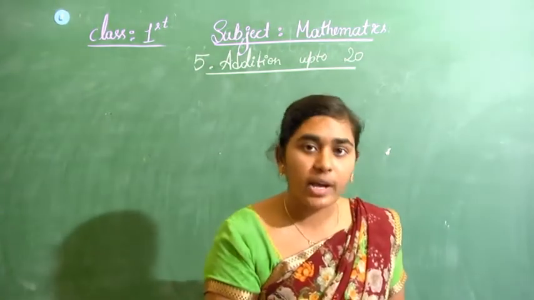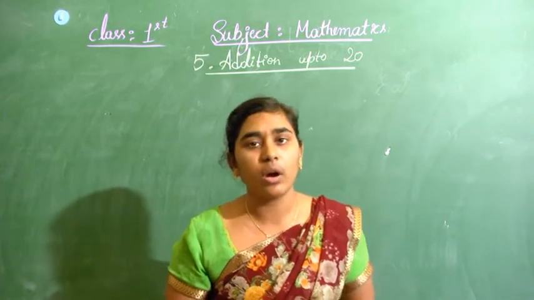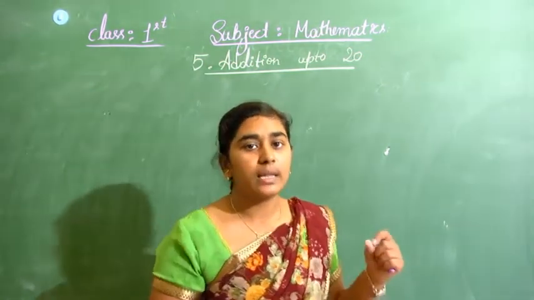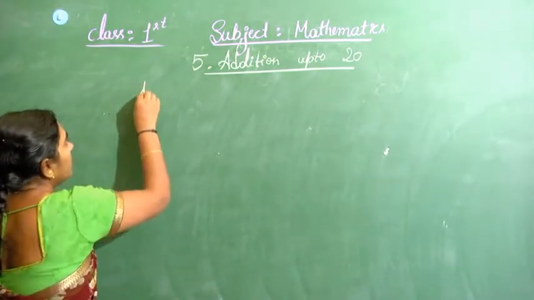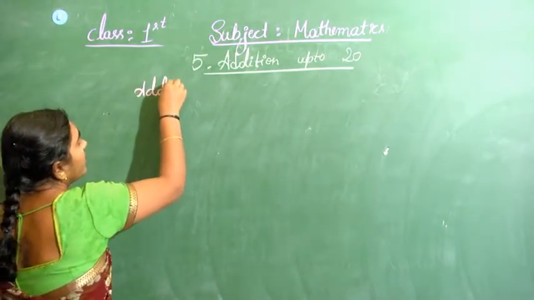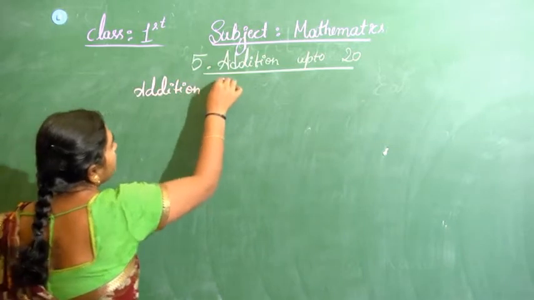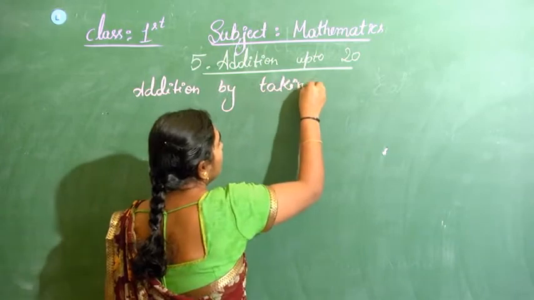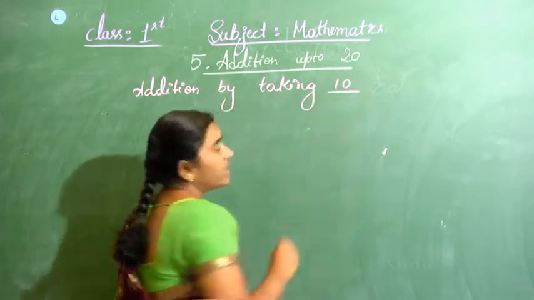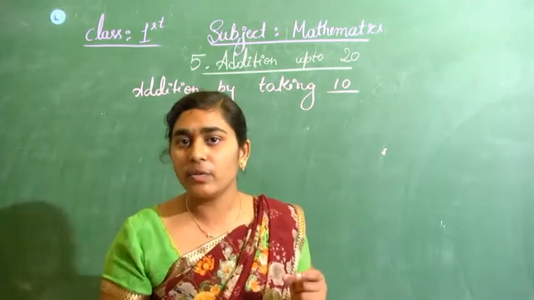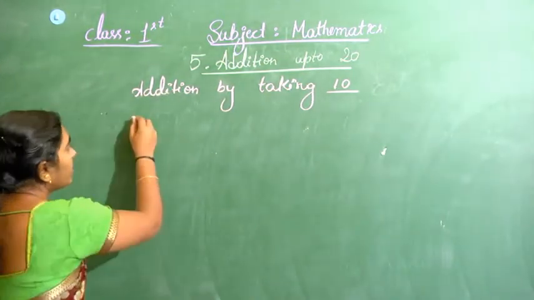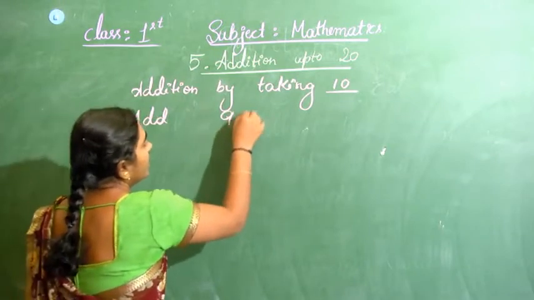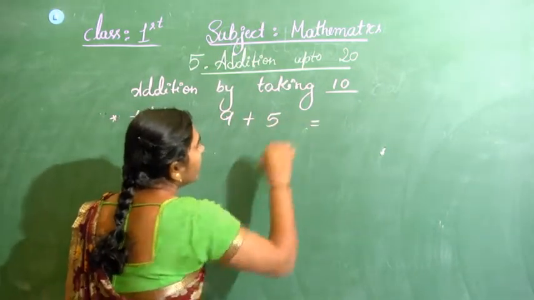First, there is the "check what you know" section. You can solve that with the knowledge of the previous addition chapter, right? Now in this class we will learn addition using the number 10, means counting 10. By considering the number 10, next we will add the numbers. Suppose we have to add 9 plus 5.